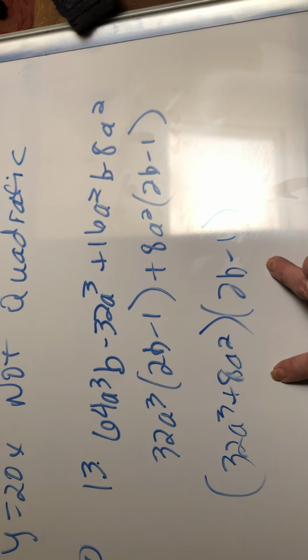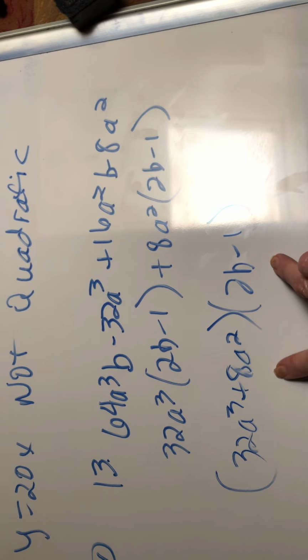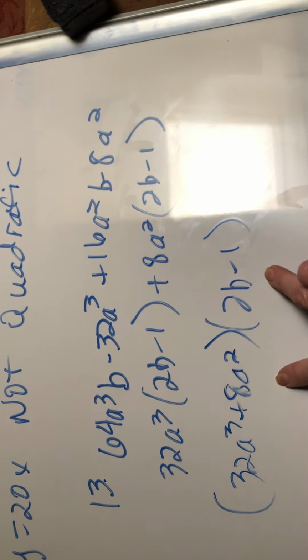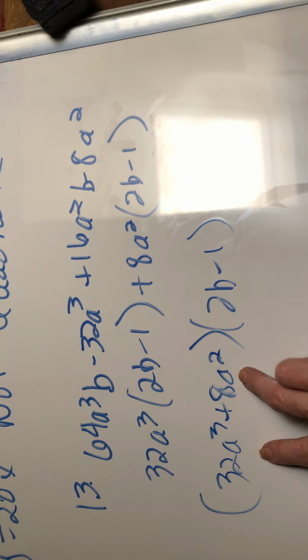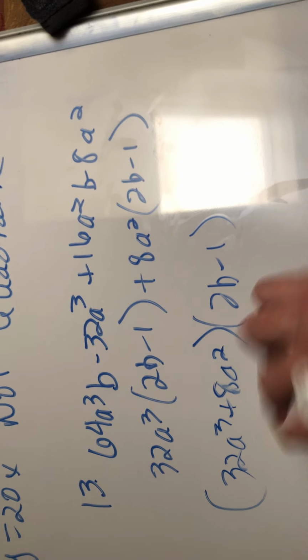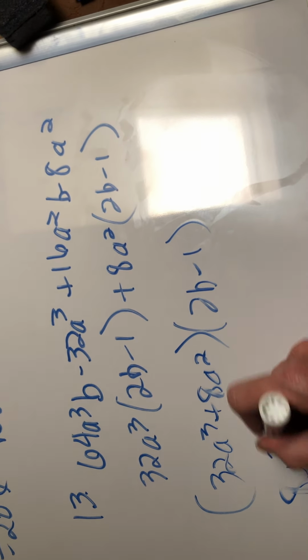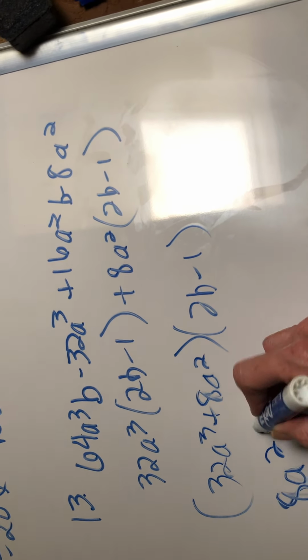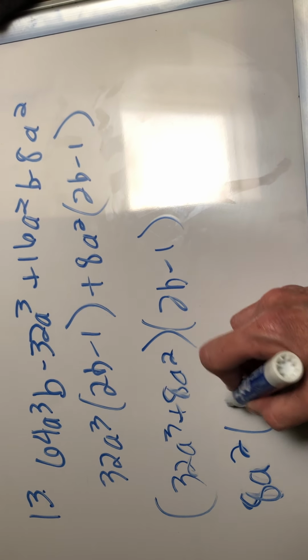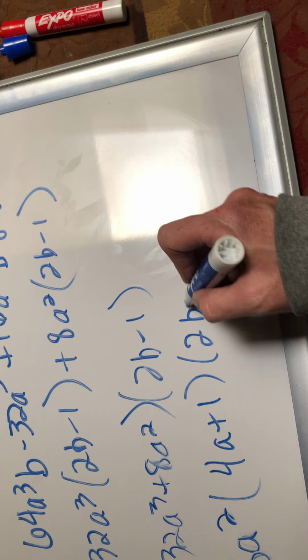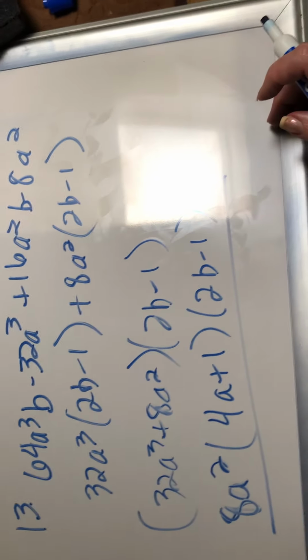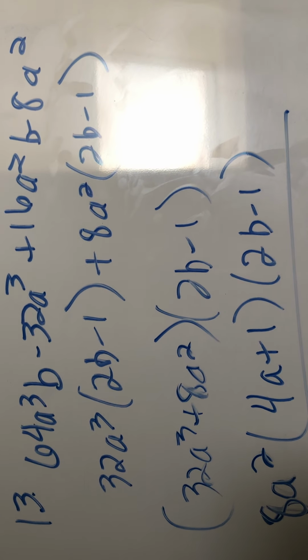Not finished. The majority of you will probably get here, and then you'd stop, but you're not finished because you can take common factors out of these two. So 8a squared, I can take an 8a squared out of them. That leaves 4a plus 1, and then my 2b minus 1. So that's the way 13 works.